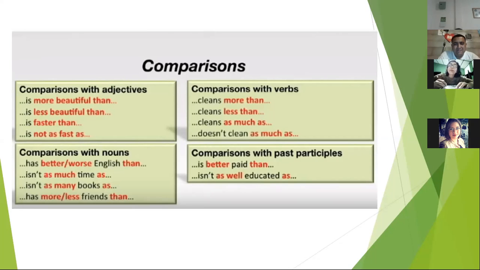Everything okay, Adri? Yes, yes, teacher. Excellent. Okay, so, all right, Adriana, can you read comparisons with verbs, please?